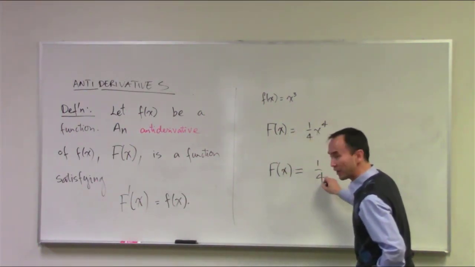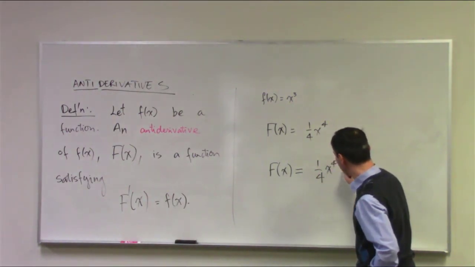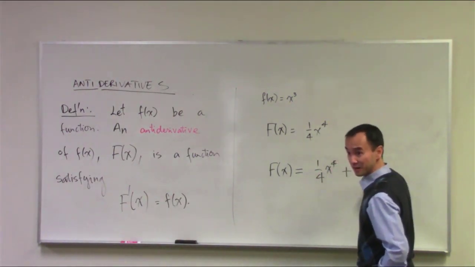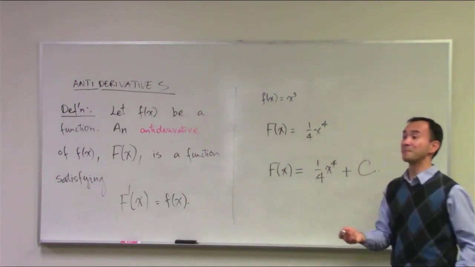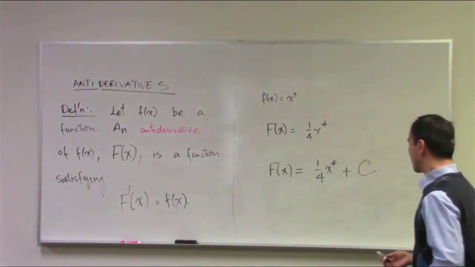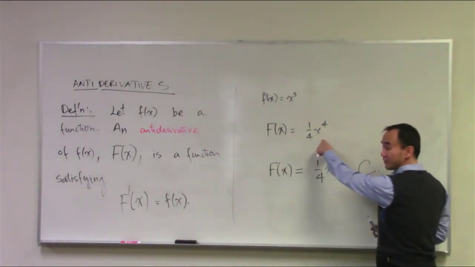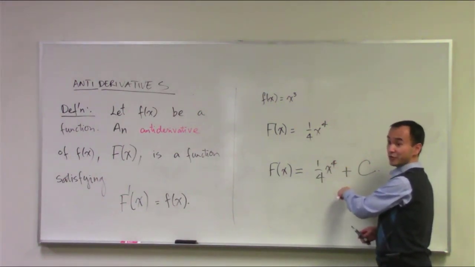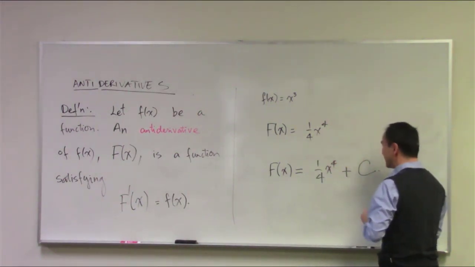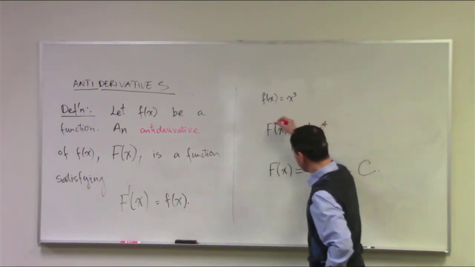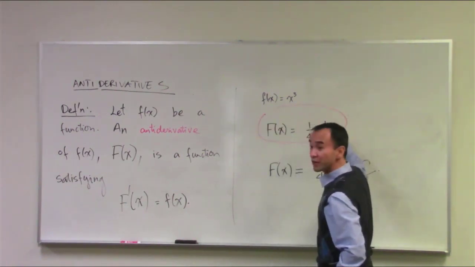So it's not just 1/4 x to the 4th. As a matter of fact, it should have been a whole family, differing by a constant c. See what I'm saying? And so that's why that is an antiderivative, and any of these is an antiderivative, right? And so this special version right here, where the constant is 0, right?